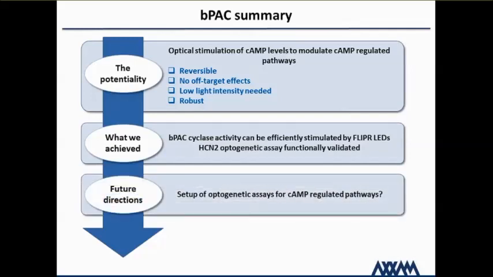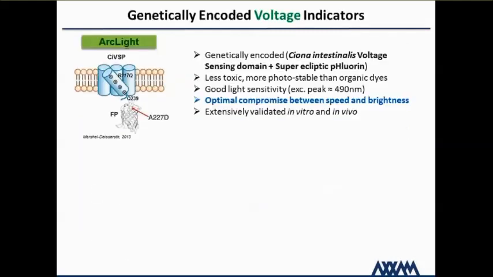So these results open the possibility of using bPAC to optically modulate other cAMP-regulated processes, and this might deliver significant improvements to the HTS process. In parallel with the validation of optogenetic light actuators, such as the Channelrhodopsins and the bPAC enzyme, we decided to validate the use of optogenetic light sensors to measure in a precise and robust way complex electrical signals.